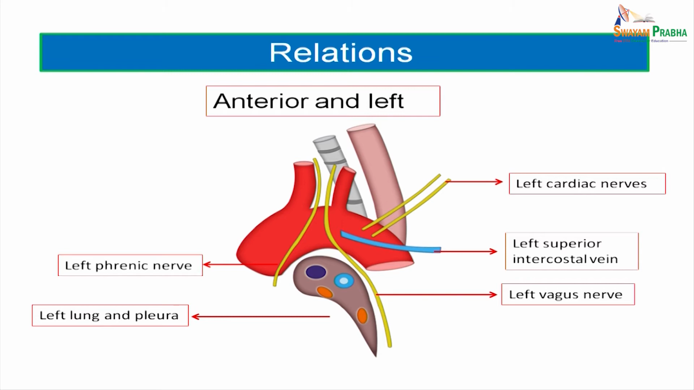So, to repeat, you have 3 nerves, that is the phrenic nerve, the vagus nerve and the left cardiac nerves. These are branches coming from the left sympathetic trunk, and you have one vein, that is the left superior intercostal vein, and the left lung and pleura form the anterior and left relations.